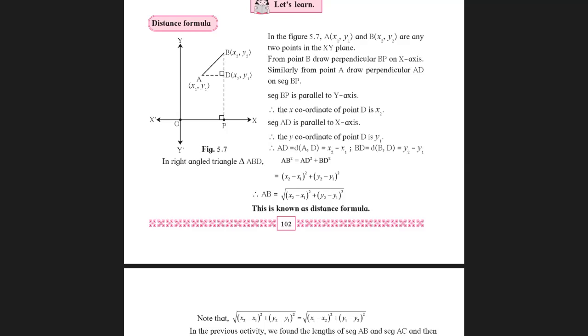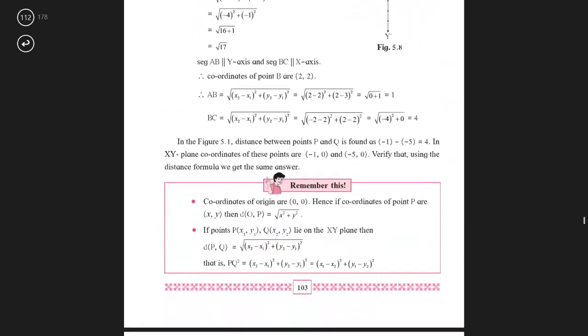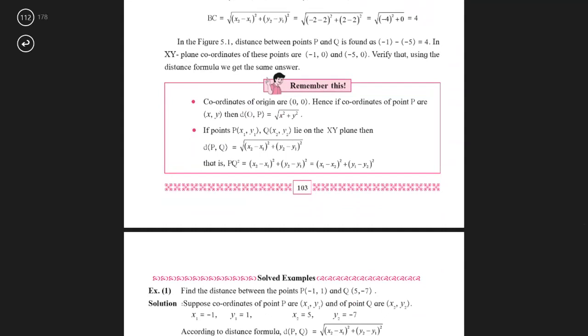You will consider the first point to be A, the coordinates to be x1, y1, and the other point to be B, coordinates are x2, y2. Use the formula and find out the distance. Okay. Now suppose the coordinates of the origin are 0, comma 0.